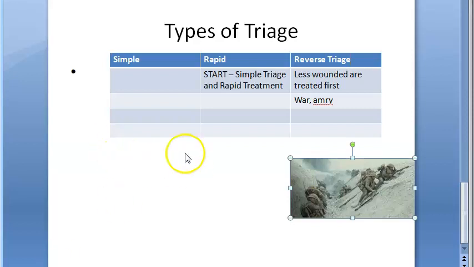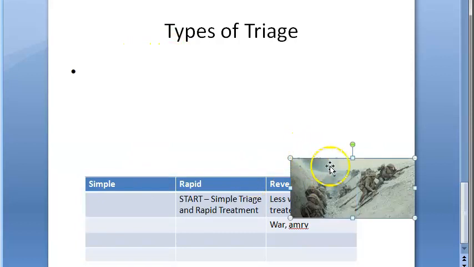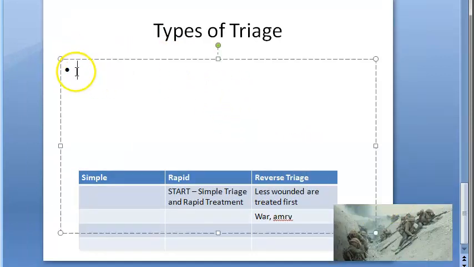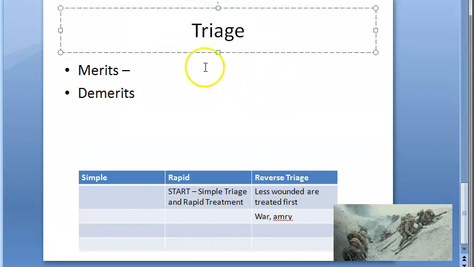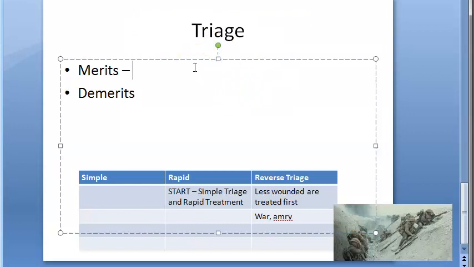Now what are the merits and demerits of triage? Let us look at this part also. Types we have covered, guys. Now let us look at the merits and demerits of triage. Okay. So merits of triage. Triage is the only approach that can provide maximum benefits to the greatest number of injured in major disasters. And demerits, it is unethical practice. You have to treat everybody, but you're treating only the severely injured, or in reverse triage, you're treating people who can go back to the war.